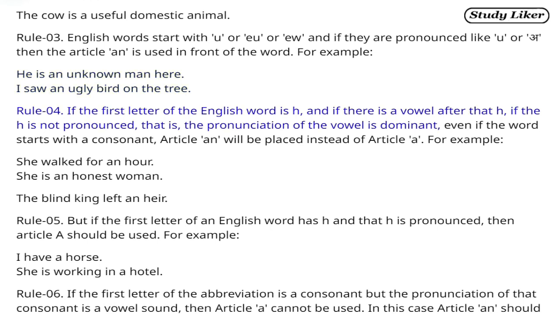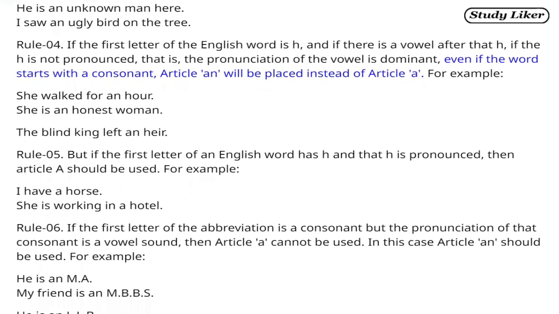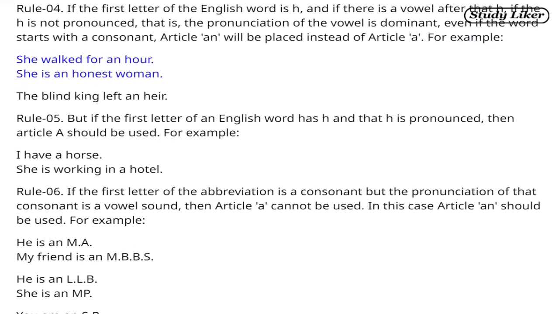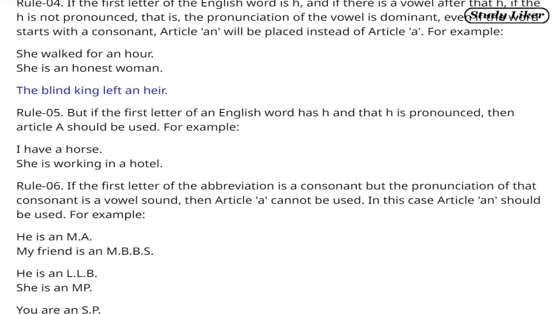Rule 04. If the first letter of the English word is H, and if there is a vowel after that H, if the H is not pronounced, that is, the pronunciation of the vowel is dominant, even if the word starts with a consonant, article an will be placed instead of article a. For example, she walked for an hour. She is an honest woman. The blind king left an heir.